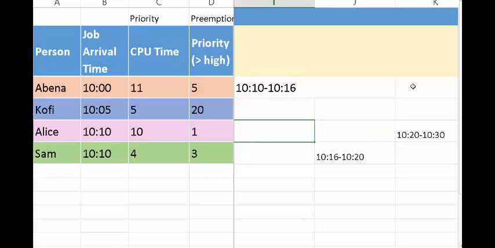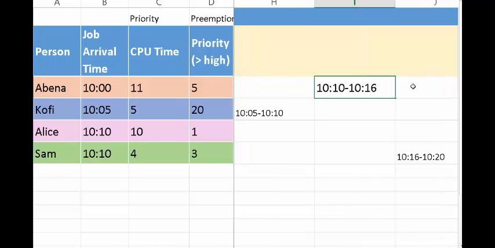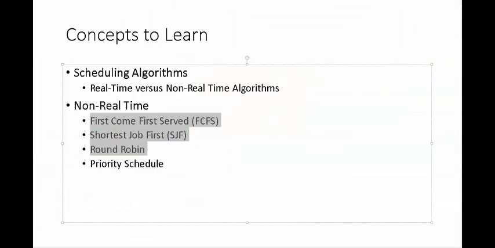Right. So with priority, if there's preemption, that means when someone comes in, we check to see if the person has a higher priority than someone who is already running. If he has higher priority, like in this case, Kofi has higher priority, he can interrupt. And then when he finishes, those who are in the competition can then check to see who has the higher priority. So hopefully with this, you've seen different ways scheduling can happen.